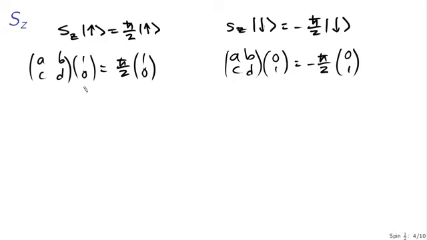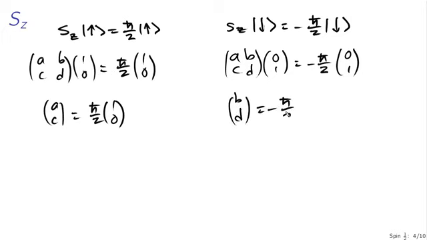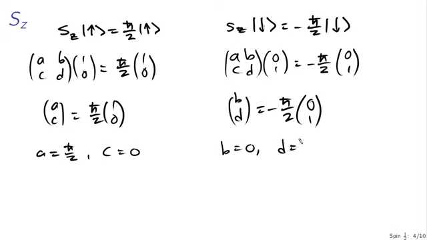As before, you can do these matrix vector products and get AC is equal to h bar over 2, 1, 0, or B, not over, just BD in a column vector is equal to minus h bar over 2, 0, 1. Same sort of results? Fine. You find the same sort of results. A is h bar over 2, C is 0, B is 0, and D is minus h bar over 2.